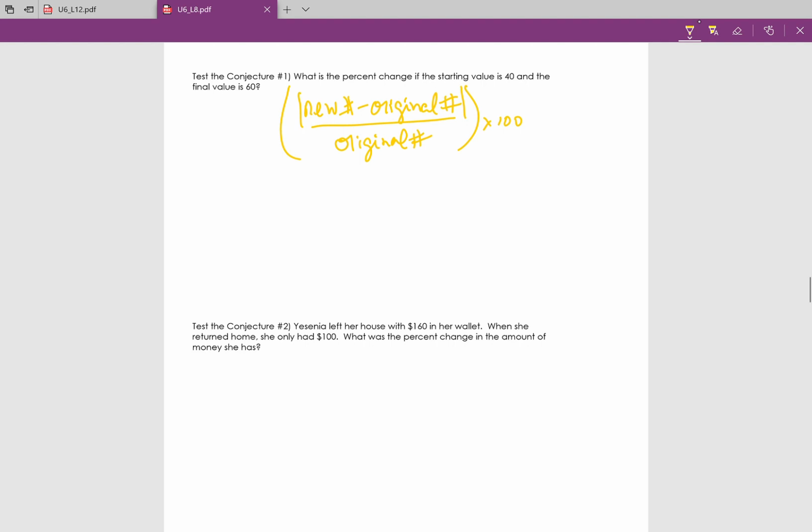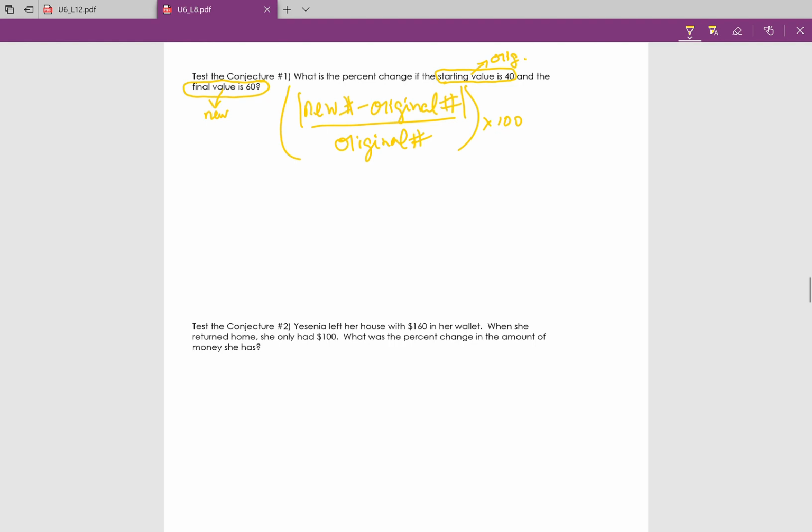But there's something I have to do first before I start substituting. What I want to do is figure out what the new number is and what the original number is. And I'm going to do that by annotating. It says that my starting value is 40. So if I'm starting with it, I know that's my original. And it says that my final value is 60. So I know that's my new value.